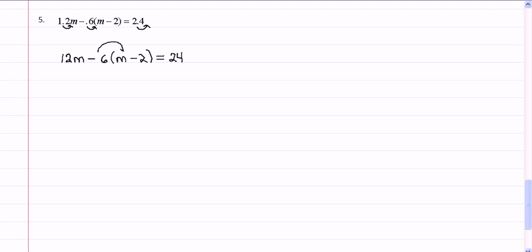So I will multiply a negative 6 by each term inside. So negative 6 times m is negative 6m. Negative 6 times negative 2 is positive 12. So I add 12. So after the distributive property, I combine like terms. So 12m minus 6m is 6m. So I have 6m plus 12 equals 24.